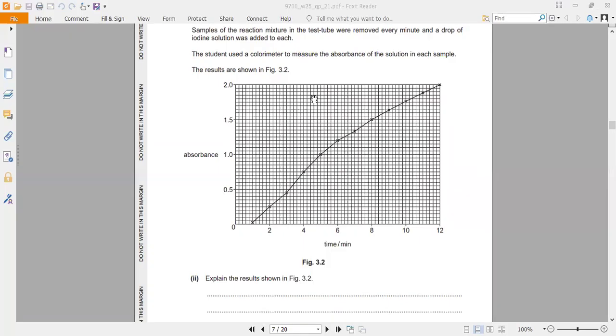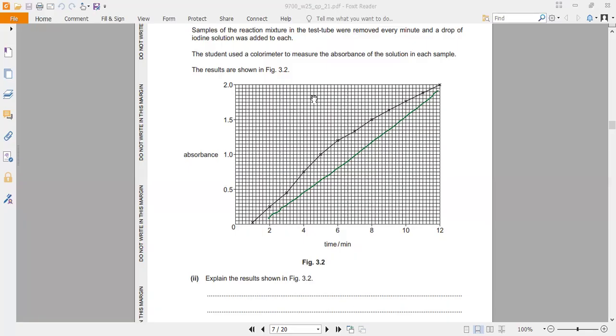Here you can see that on the x-axis they have taken the time, on the y-axis they have taken the absorbance. So in this case, you can see that a linear curve has been obtained. That is, as time is increasing, the absorbance is also increasing. So this graph shows a steady increase in the absorbance over a 12-minute period. You can say it was for about 12 minutes. So the absorbance is increasing in this way, and a fairly linear curve has been obtained in this case.